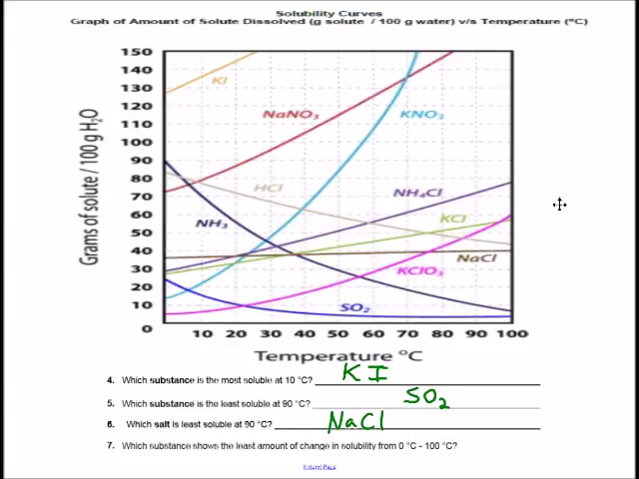Now, question 7. Which substance shows the least amount of change in solubility from 0 to 100? So going across from 0 to 100, which one shows the least change, up or down? That would be this one. It's almost flat. So sodium chloride barely changes going across.